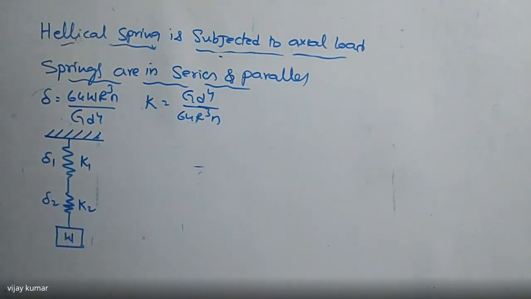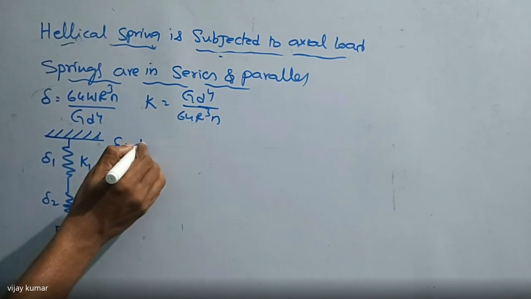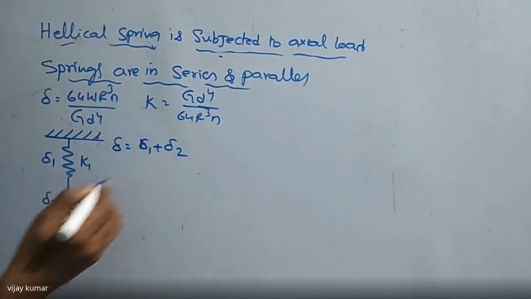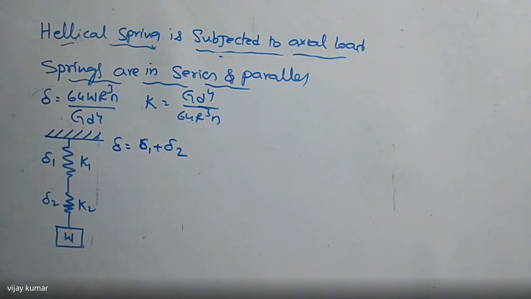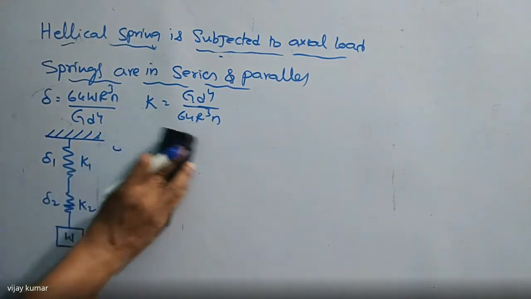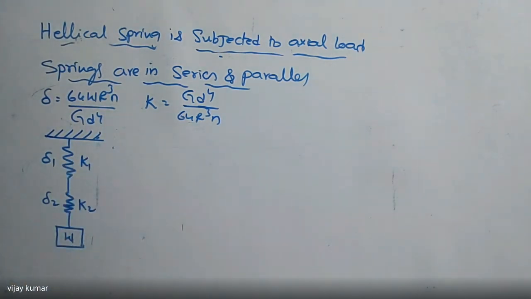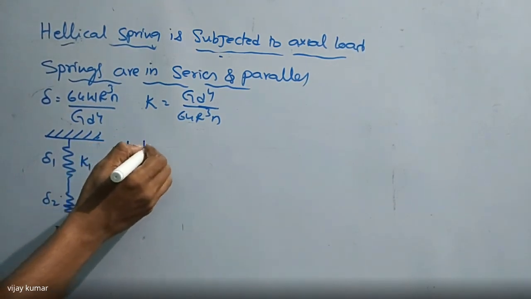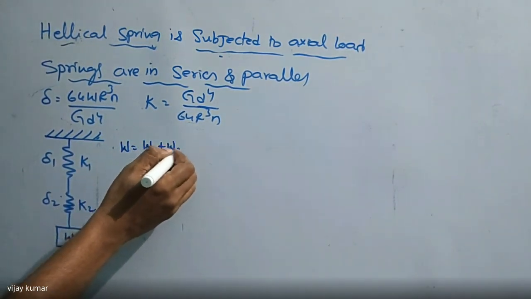When two springs are connected in series, what is the total deflection? Total deflection is equal to delta L1 plus delta L2. And what is the total load here? Total load is equal to W1 plus W2. This deflection is also the same. So what is the total load, the load taken by this one and this one here? W is equal to W1 plus W2.